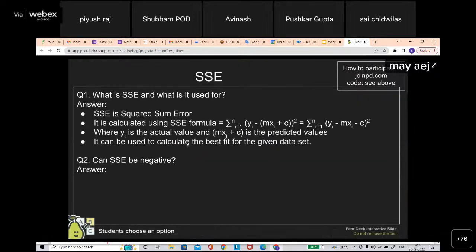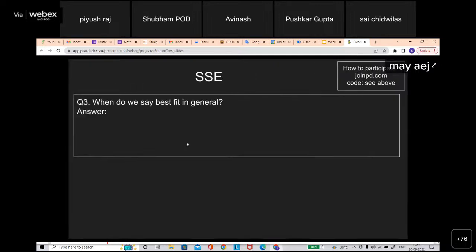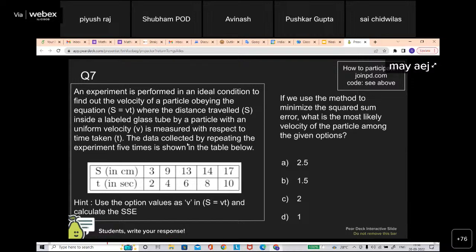Without discussing the SSC, what is SSC? I want to discuss the exact question. This is the question: an experiment is performed in ideal conditions to find out the velocity of a particle obeying the equation S equals Vt, where the distance traveled inside a glass tube by a particle with a uniform velocity v is measured with respect to the time taken t. Okay.